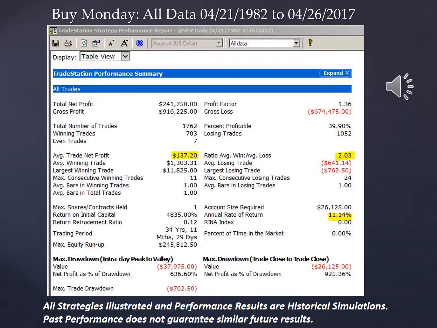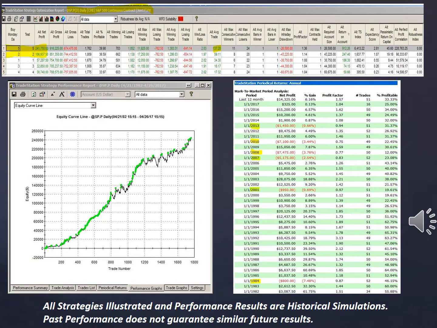Here's Buy Monday, and this is all the data from the very first day that S&P 500 traded in the pit on April the 21st, 1982, and I was there, to today's date, April 26, 2017. So we're looking at 34 years, 11 months, 29 days, basically 35 years, and we're looking at making a little less than $250,000. There's no commission here, but it's $241,000 on 1,762 trades, all from the buy side, and the average trade was 1303 on the winners, and the average loser was 641.14. The average result then was 137.20. The percent return every year was about 11.14%, and it made $2.03 for every dollar that it lost. So that's pretty good for a system, in my mind, that was recorded in 1989 and has not been changed since.